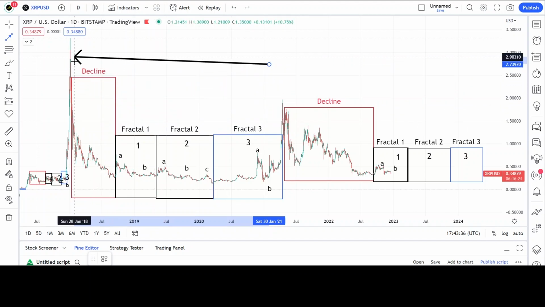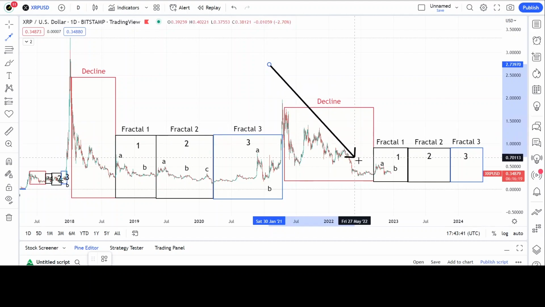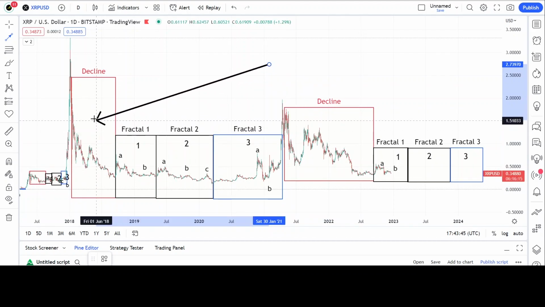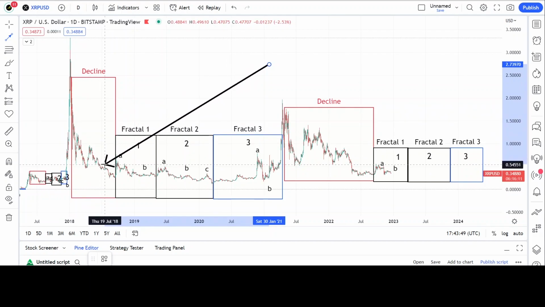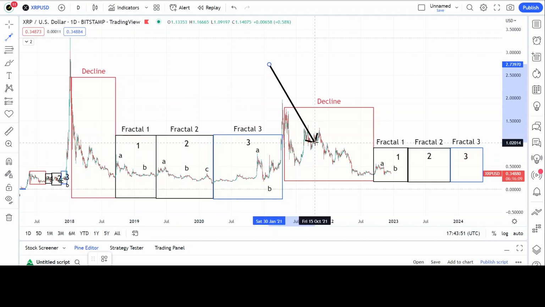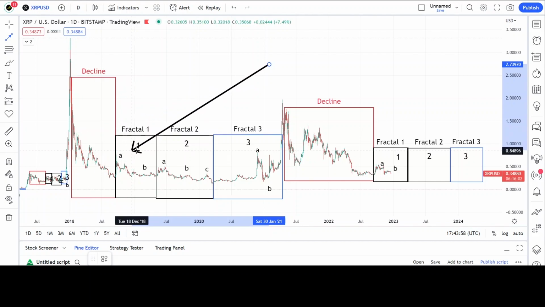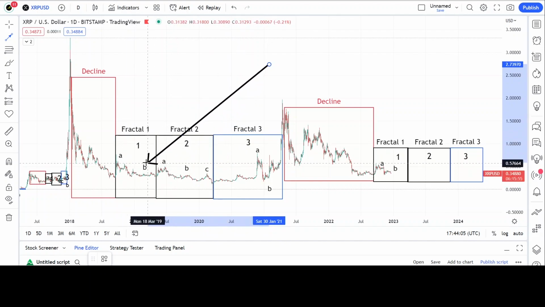So after that bull run comes the decline, and like I was saying, these declines are structurally similar to each other, even though they look different. I divide this decline into 6 different fractals, or 6 different structures. I have plenty of videos talking about this. You can go back and watch some of those. Now, this part I divide into 3 fractals, and I also subdivide each fractal into different fractals.